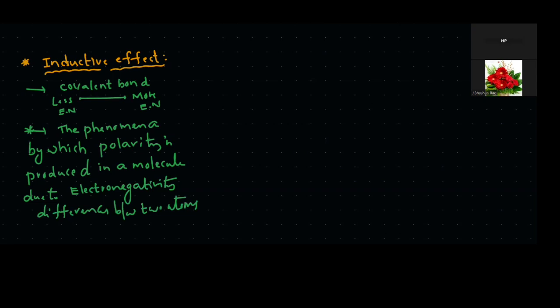In this inductive effect, the other names are also important. Generally, the other names are polarization effect or distance effect. Inductive effect is also called polarization effect. Sometimes they call it permanent effect, because this is an example of a permanent effect only.